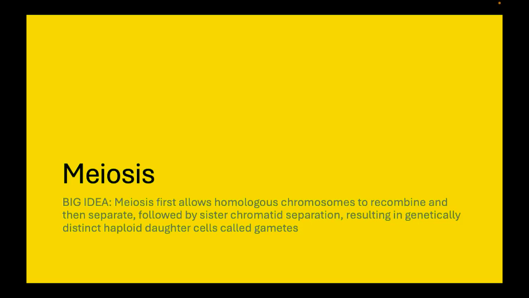So let's talk something similar, yet not similar. That's meiosis. What we're going to see in meiosis are two things, not just one. First thing we're going to see are homologous chromosomes recombining, then separating. Then we're going to see sister chromatids separate. This is going to result in genetically distinct haploid daughter cells, and we call those haploid daughter cells gametes.